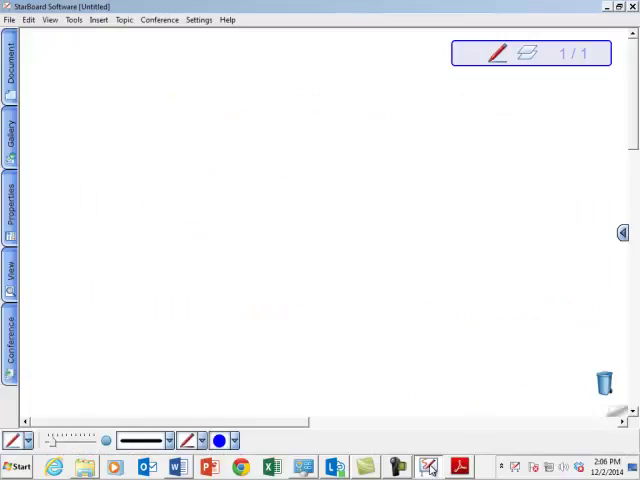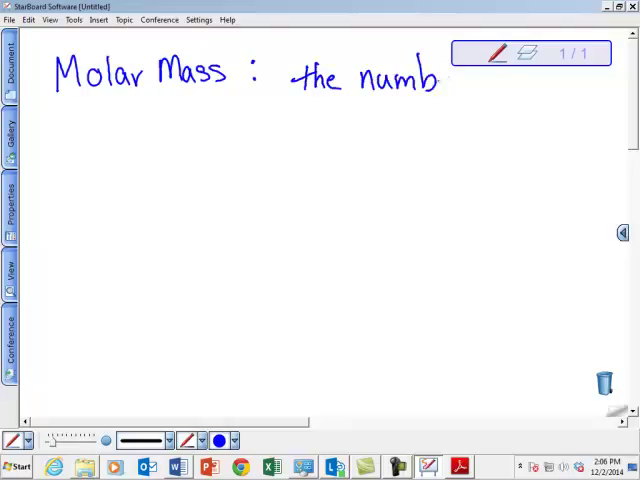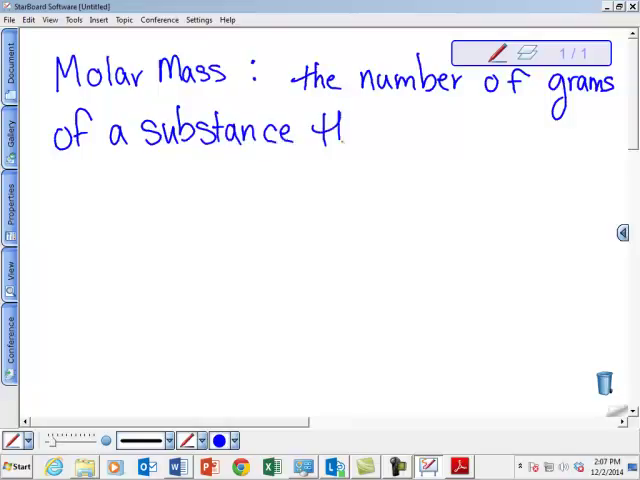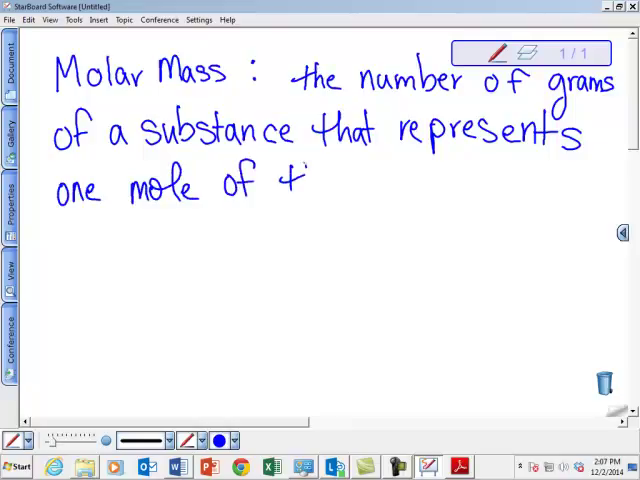Alright, so let's begin by an introduction of molar mass. That's what we're learning about. First of all, let's start off with the definition. Molar mass is the number of grams of a substance that represents 1 mole of that substance.